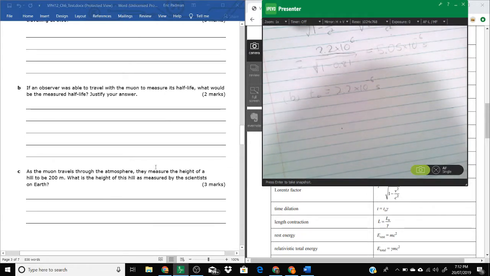As the muon travels through the atmosphere, they measure a height of the hill of 200 meters. What is the height of the hill measured by the scientists on Earth?